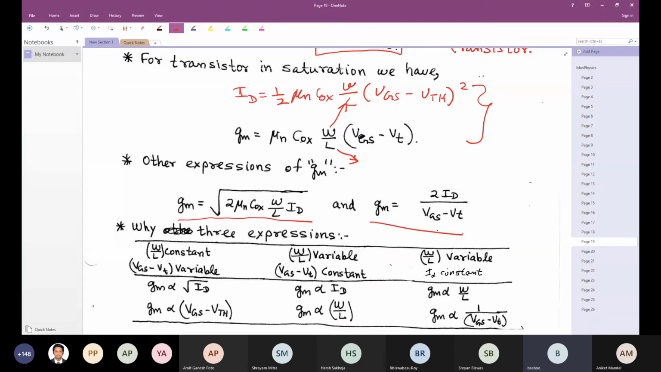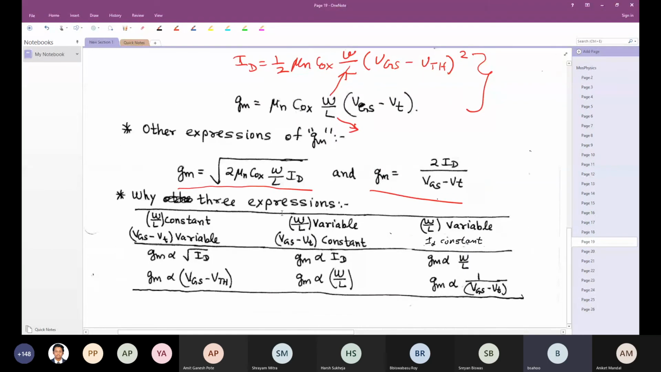Now, why do we have this? Because we have to design circuits. When I'm designing a circuit, I can keep some terminal voltages constant, and some currents I might want to keep constant because power restrictions are there. I would keep W by L constant because area is a problem. W by L defines an area. If I do not want to change the area of the device, and I can only vary VGS minus VT, then gm is given by this expression.